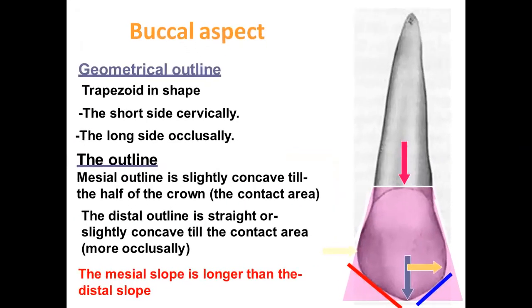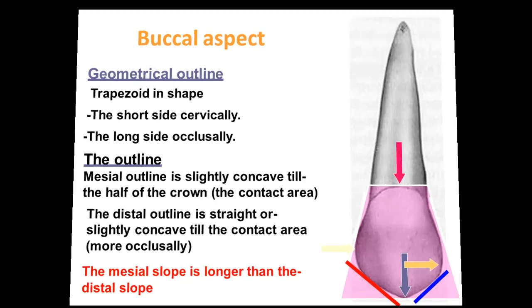Now coming on to the buccal aspect, when we see the geometric outline, it is roughly trapezoidal in shape. The shorter side is seen in the cervical area and the longer side occlusally. When we see the occlusal outline, there are 2 slopes, one is the mesial slope and another is the distal slope. The mesial slope is larger. The mesial outline is slightly concave in the cervical area, followed by convexity in the contact region. However, the distal outline is either straight or slightly concave. And the contact points are more occlusal on the distal side.